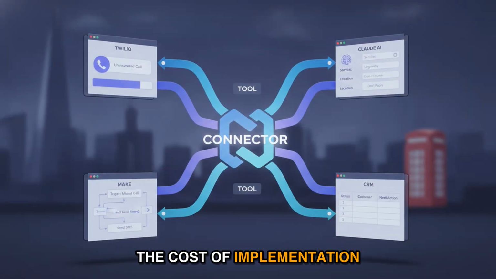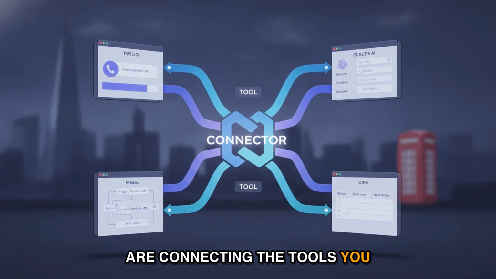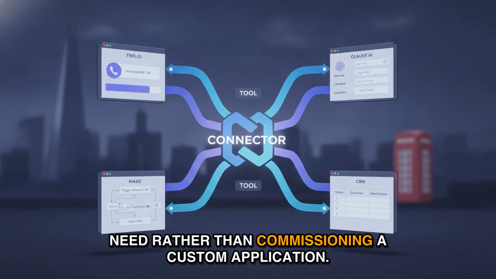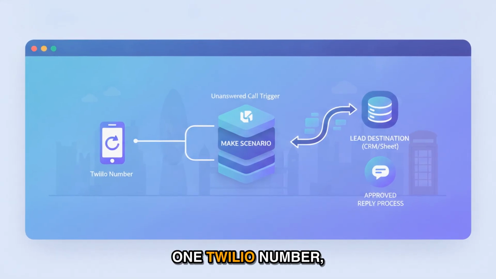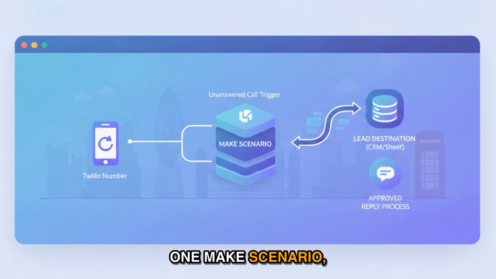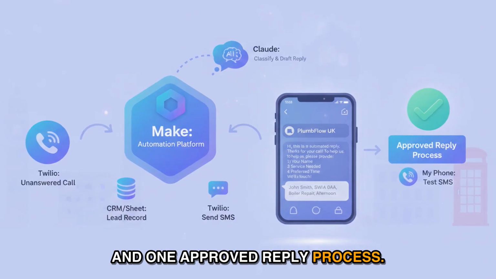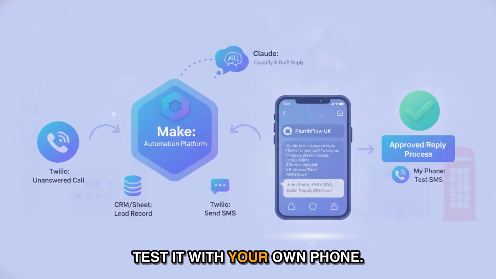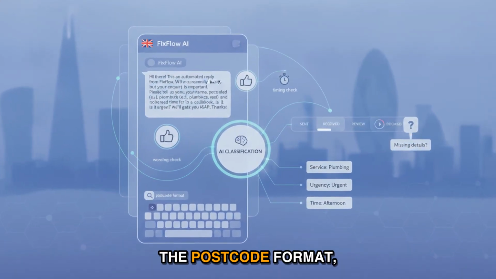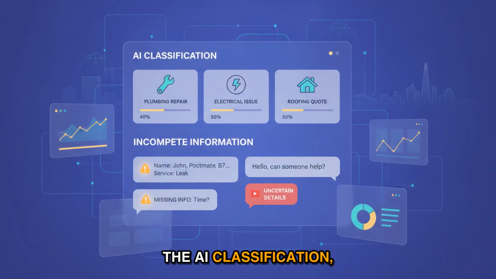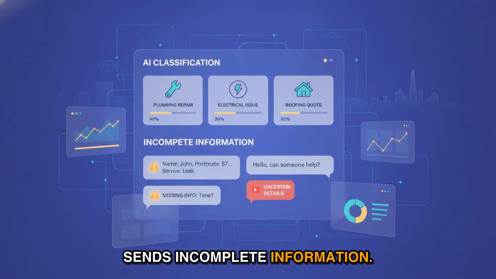The cost of implementation can stay modest because you are connecting the tools you need rather than commissioning a custom application. Build the first version around one Twilio number, one Make scenario, one lead destination, and one approved reply process. Test it with your own phone. Check the wording, the timing, the postcode format, the AI classification, and what happens when the caller sends incomplete information.